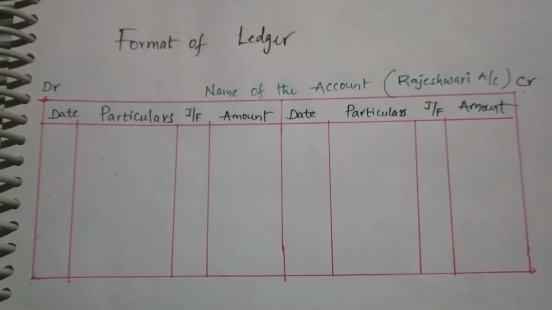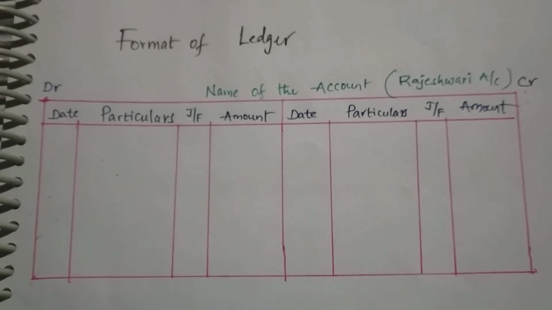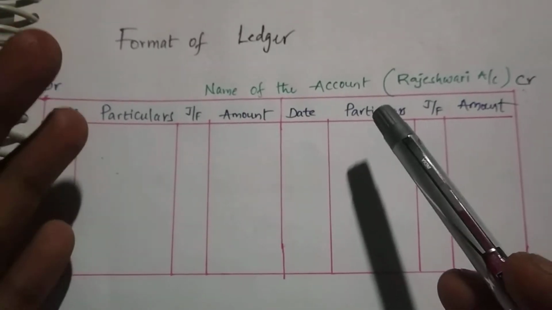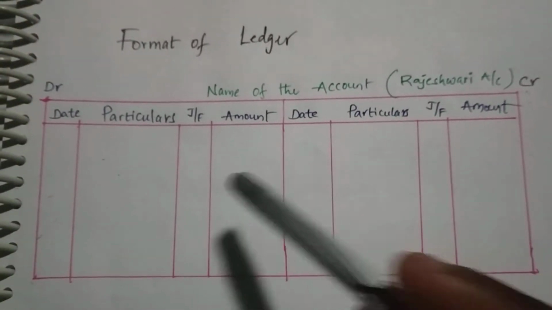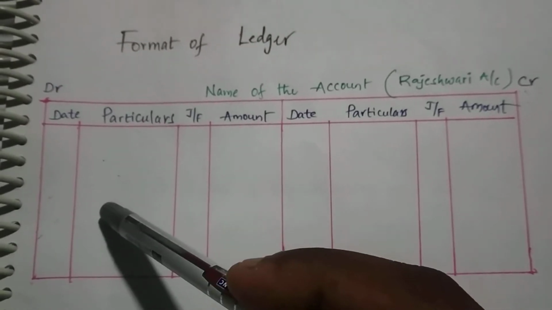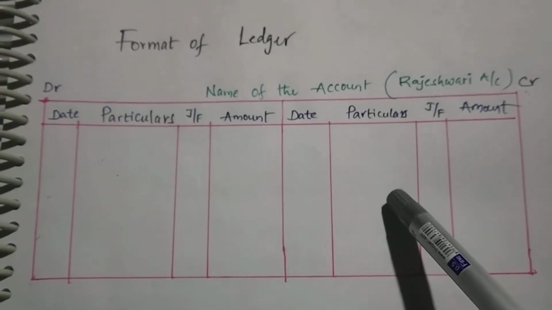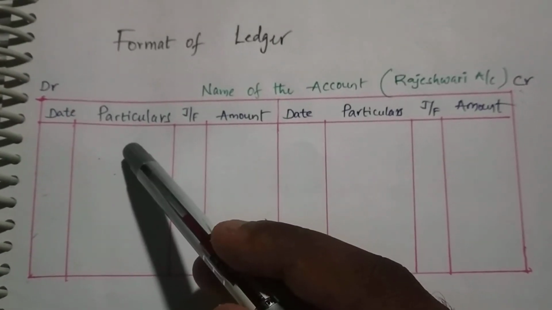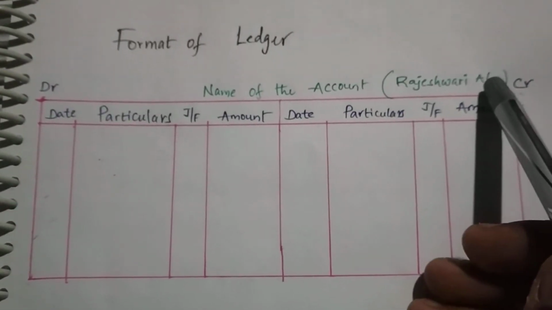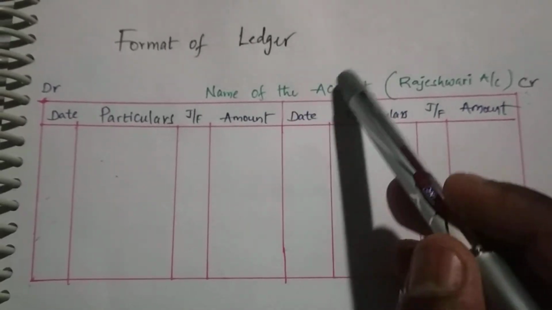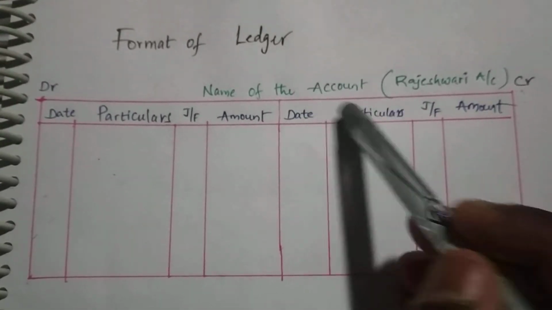Once again, I am coming back. In the ledger we have two sides: the left hand side and the right hand side. The left hand side is called the debit side of the ledger and the right hand side is called the credit side of the ledger. So the word DR represents the debit side and CR represents the credit side. The name of the account is mentioned in the top middle of the account.